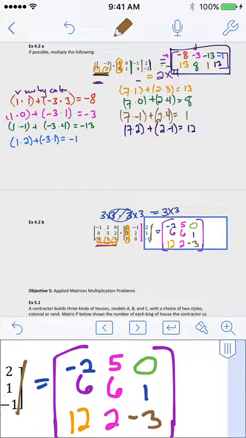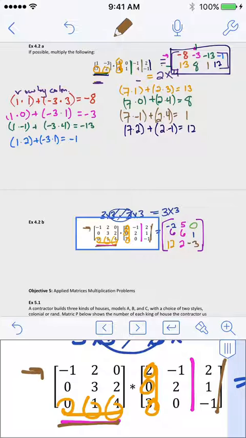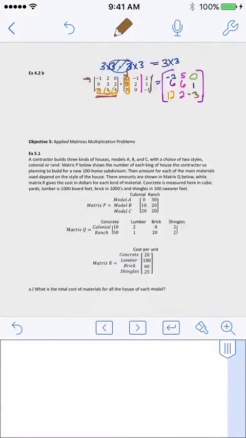So sometimes it can take a minute, but it's really the same process over and over. The row by the column, and you multiply it entry by entry. Everything is done entry by entry by entry. All right, pause here if you have any questions about matrix multiplication.